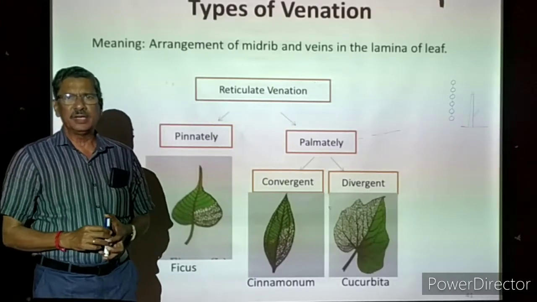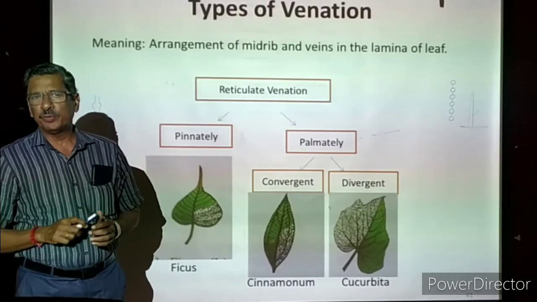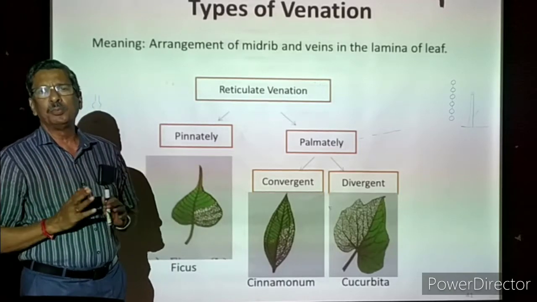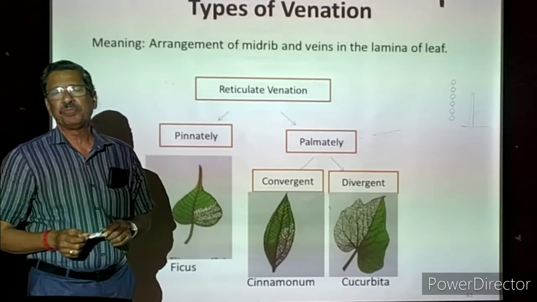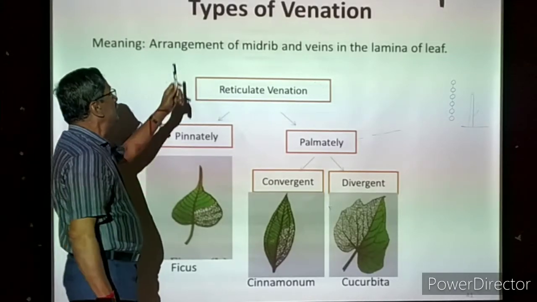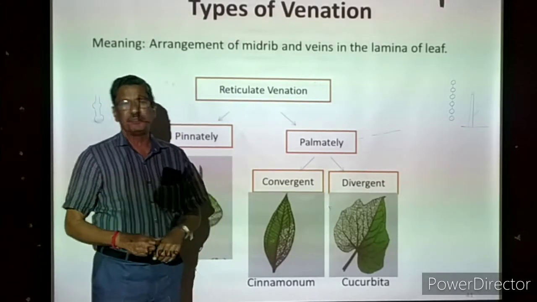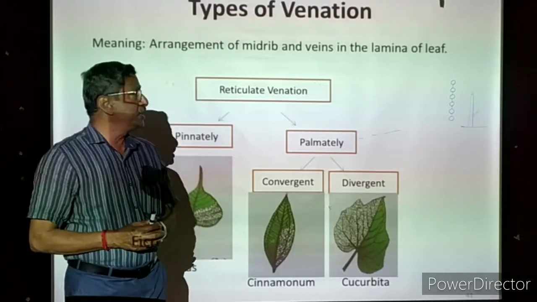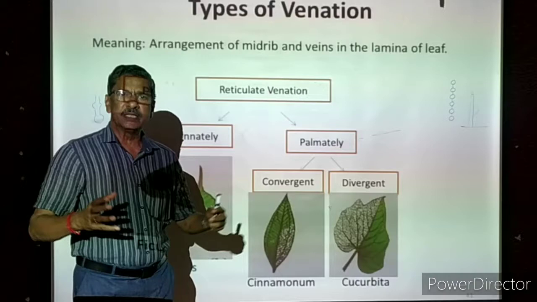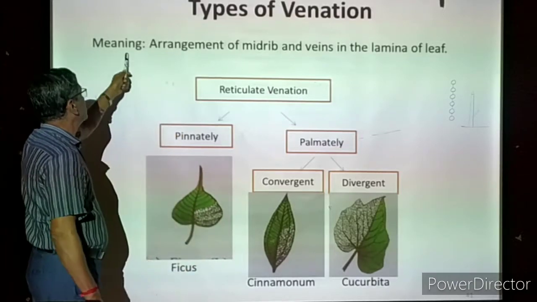Dear students of standard 11, in the previous video we have studied about the root system, shoot system and a little portion about the leaves. As a continuation of the leaf details, we are going to study about the types of venation. Now venation means it is the arrangement of midrib and also the veins in the lamina. See, that meaning is given here.